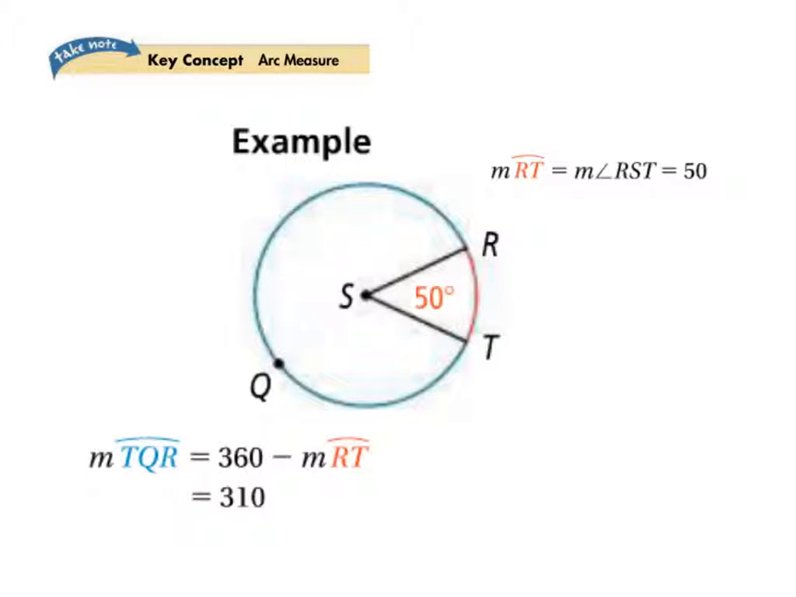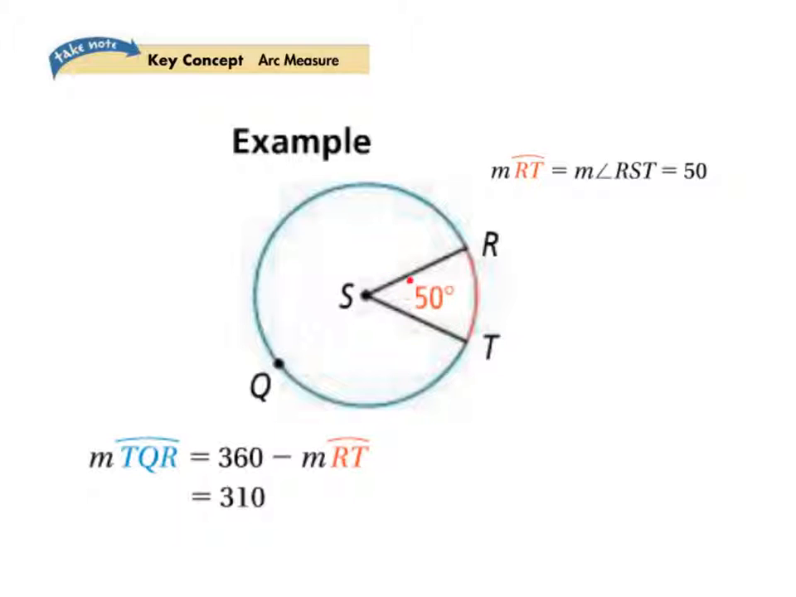Right, so now let's look at some measurements on these arcs. We call this the arc measure right here. The arc measure is how, when you are labeling how big that arc is, the arc measure is exactly the same as the central angle that creates it. So if this is a 50-degree angle, we say that the measure of this arc is also 50 degrees. This is the measure of the arc RT, the same as the measure of the angle RST, the central angle that creates it, and it's 50.